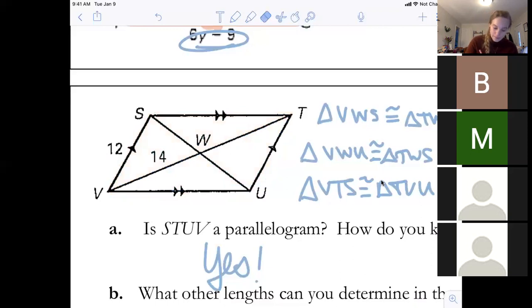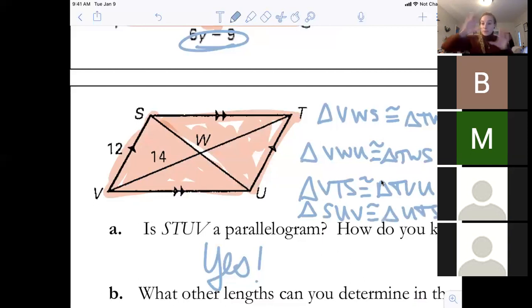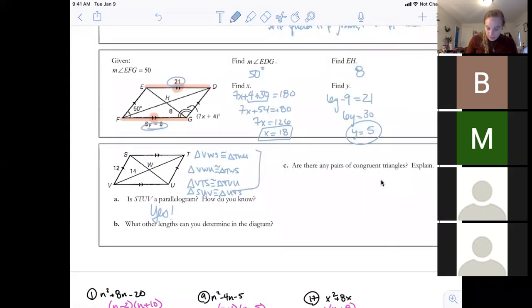Using Megan's thought process, can anyone see the last set? SUV and UST. Very good, Ty. SUV, UTS. So those big triangles on either side work, and then the 2 across from each other on top and bottom work. All right, again, I would have written that all under letter C, but I didn't want to scroll out from that. And then we did determine other lengths, so I have that marked.